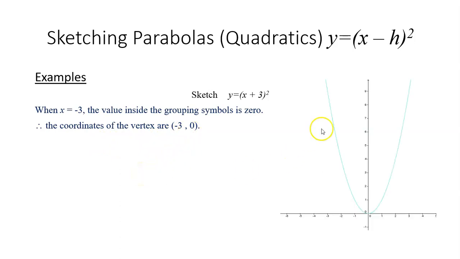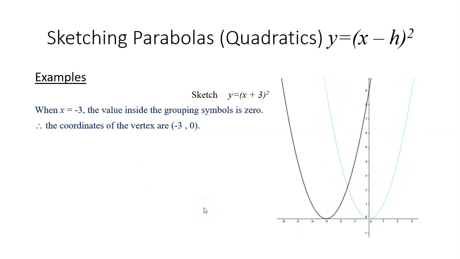And when we go, there's our y equals x squared. Okay, that's our basic one. And we're going to sketch y equals x plus 3 all squared, and it's just shifted across to the left so that our vertex is at negative 3, 0. As simple as that. Okay, so all it's done is moved it across to the left to negative 3, because negative 3 plus 3 equals 0 inside our brackets there.